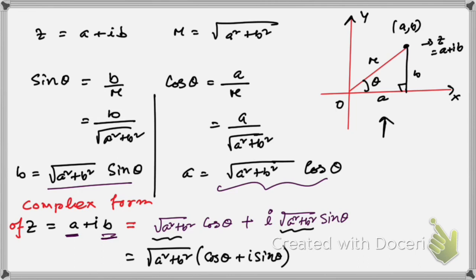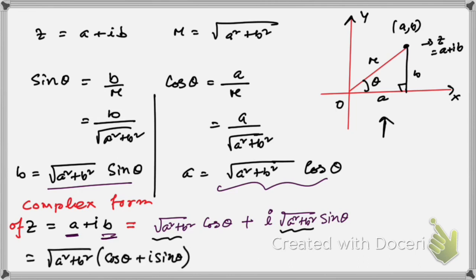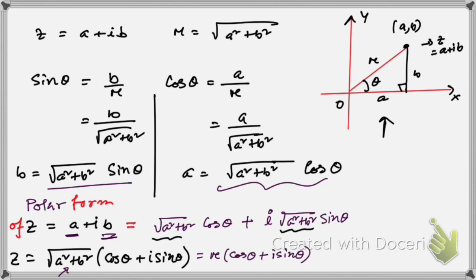So this is the polar form of the complex number z. And instead of this, you can write r into cos theta plus i sine theta as well. So this is the polar form of a complex number. These are the basic things we must know before we go to the depth of this course.